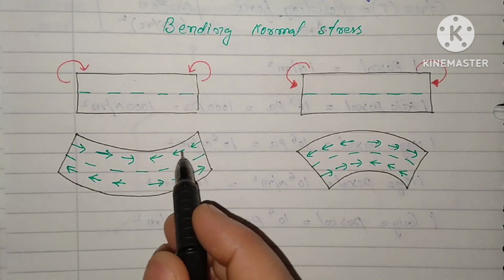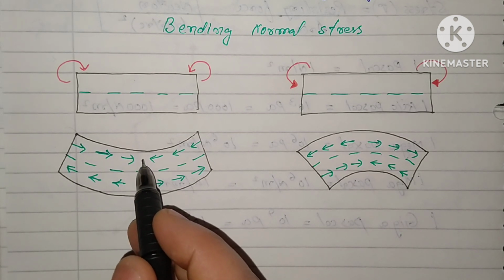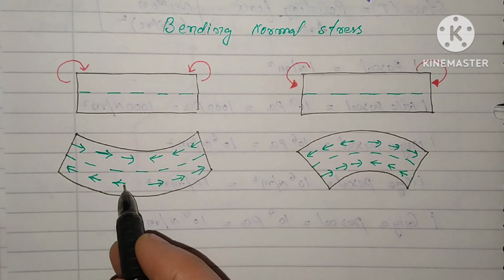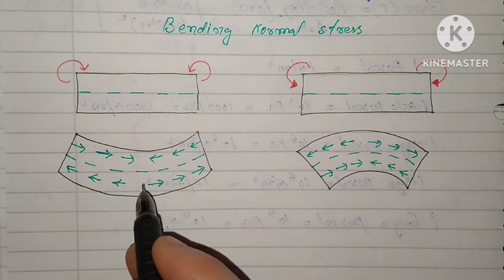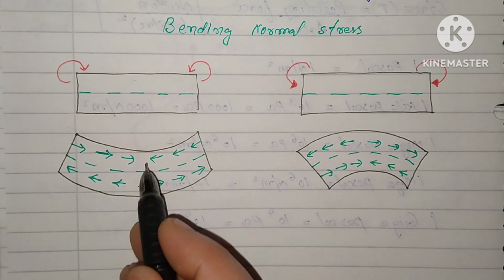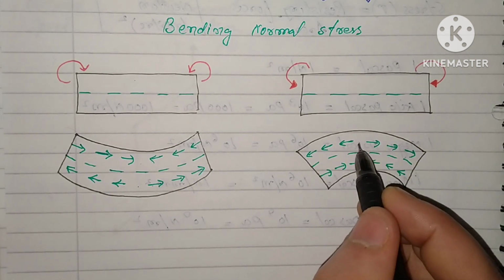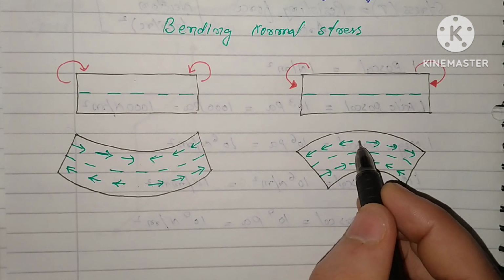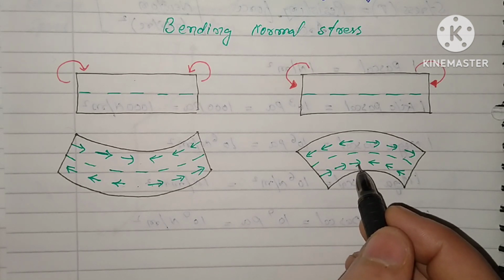Here the material tries to contract, so the internal resistance will be opposite to that. That is, the internal resistance will be tensile stress. Here it tries to expand, so the internal resistance will be compressive stress. Coming to this, it tries to expand, so the internal resistance will be compressive stress. And here it tends to contract, so the internal resistance, opposite to contraction, will be tensile stress.